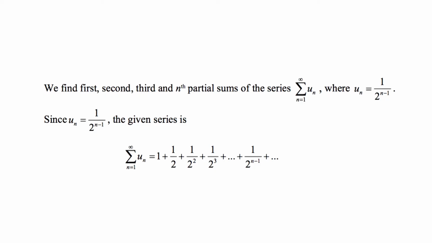We find the first, second, third and nth partial sum of the series, summation of un, n from 1 to infinity, where un equals 1/2^(n-1). Since un equals 1/2^(n-1), the given series is summation of un, n from 1 to infinity, equal to 1 plus 1/2 plus 1/2 square plus 1/2 cube plus etc. plus 1/2^(n-1) plus etc.